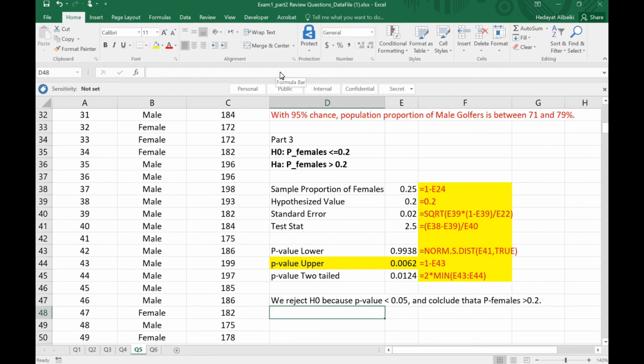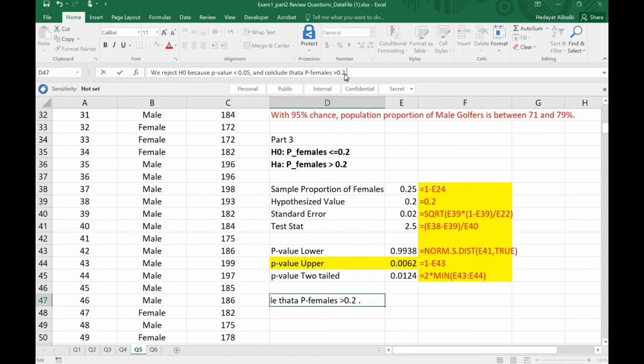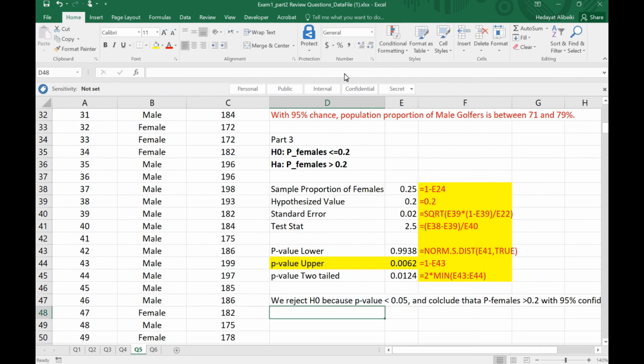So we reject the null hypothesis, take this one with 95% confidence, and conclude that P would be greater than 25%, would be greater than 20% with 95% confidence. That's what we do.